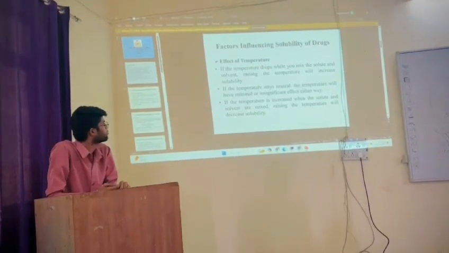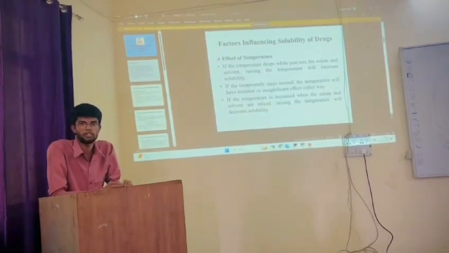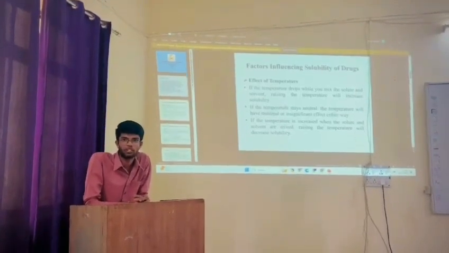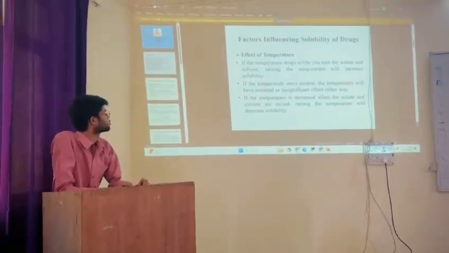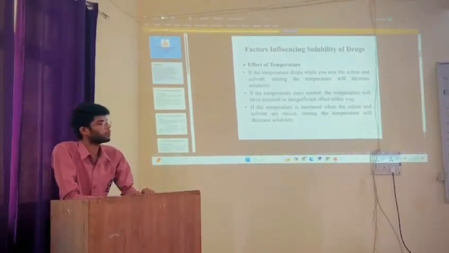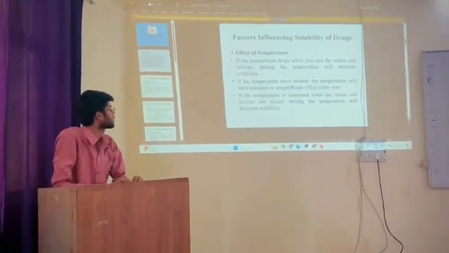So what is meant by solubility? The maximum amount of solute that dissolves in a solvent at a specific room temperature is called solubility. Now the factors influencing the solubility of a drug. The first factor is temperature.